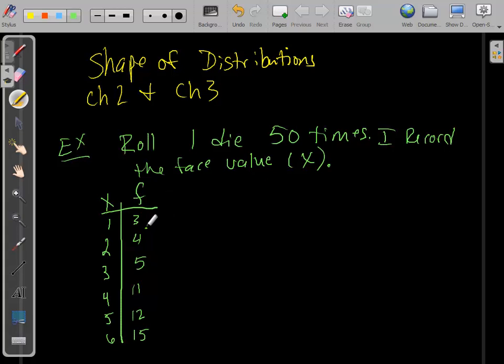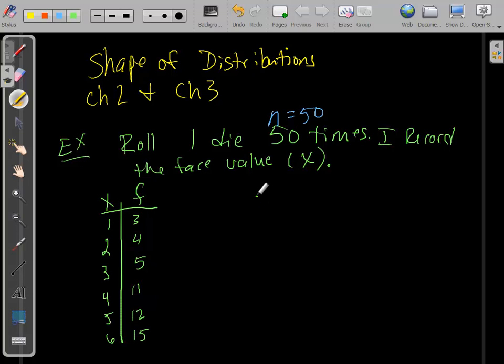If you added up each one of these values for f, you would notice that they add up to 50, and that's good. So the sum of the f's has to equal the sample size. And again, this is a sample mainly because it's better to always default to sample. So our value for lowercase n is 50. But also this is 50 times rolling a die out of an infinite number of die rolls, so it's always going to be a sample if you can always generate more data.